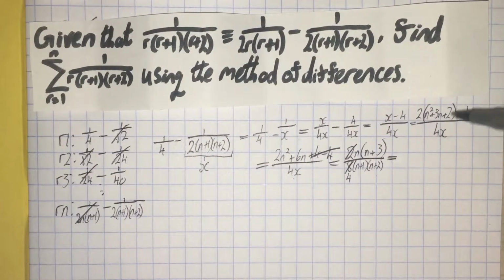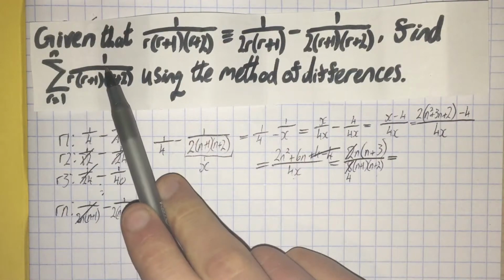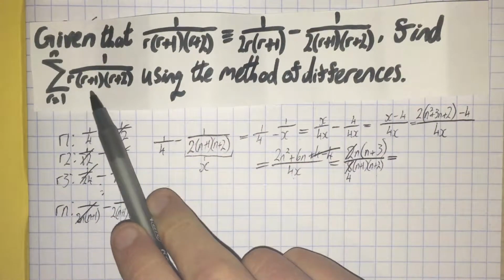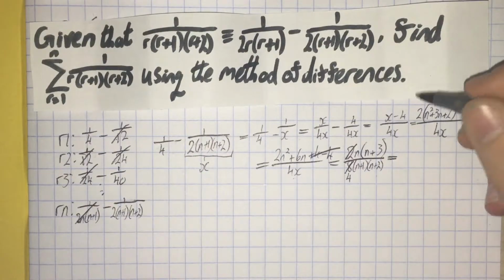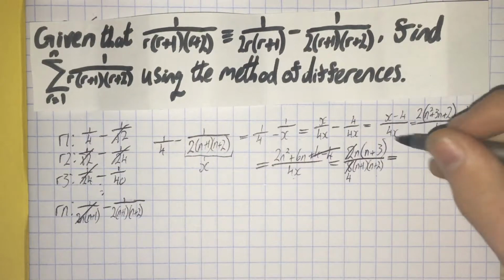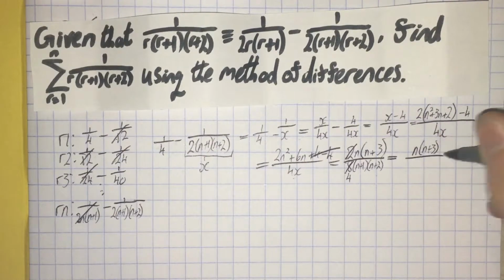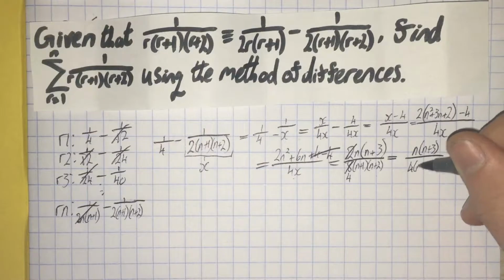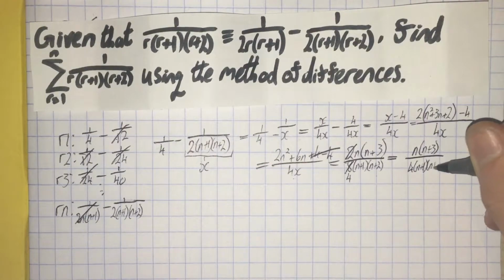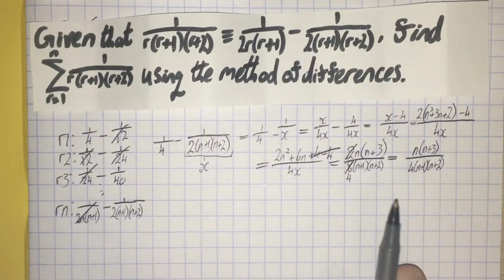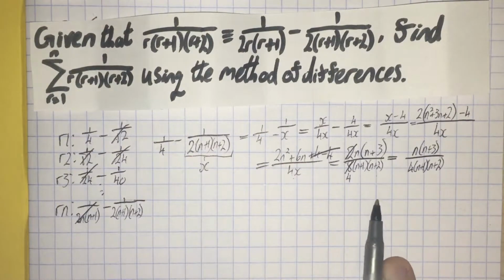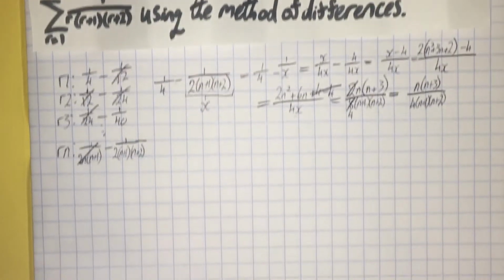Which means, using method of differences, the summation of 1 over r times r plus 1 times r plus 2 ultimately equals n times n plus 3 over 4 times n plus 1 times n plus 2. As you can see, nothing that is outside of your capabilities. Now let's move on to some slightly harder examples, shall we? So moving on.